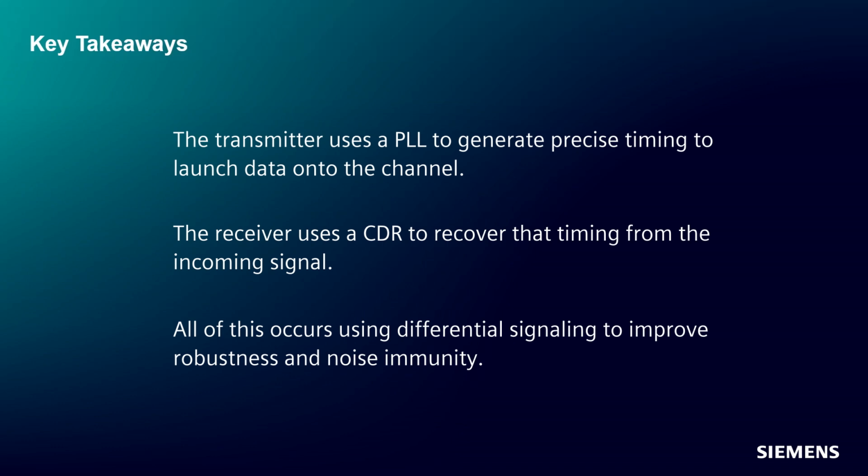Now that we understand how signals behave and how timing works, we're ready to look at what happens when things go wrong. In the next video, we're going to examine the imperfections of real-world channels in more detail, including loss, jitter, noise, and intersymbol interference.